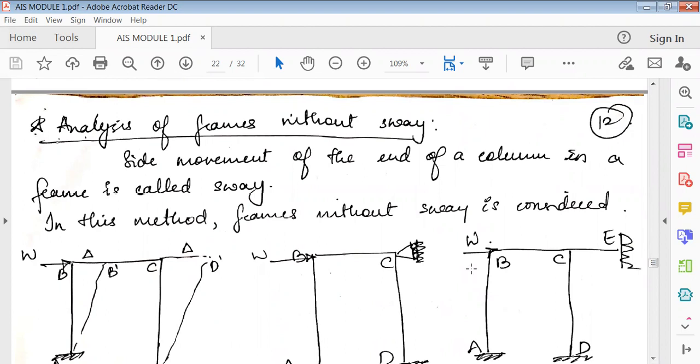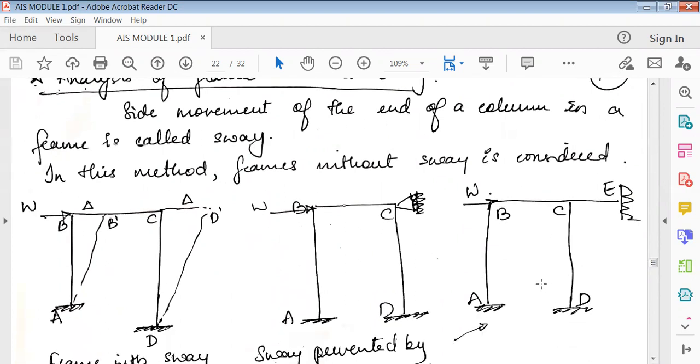As we all know, frames are basically members which have vertical members connected together with a horizontal member. That's how it's called a frame. This is called a framed structure. Every building is a framed structure. You can see here, these are columns, and this is the horizontal member, the beam. If the beam and columns are connected like this, then it becomes a frame.